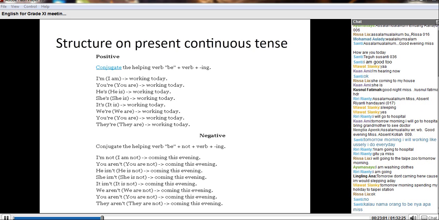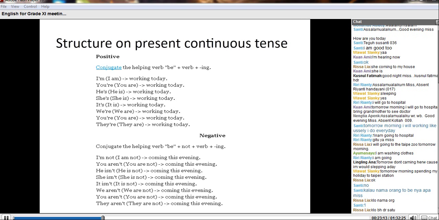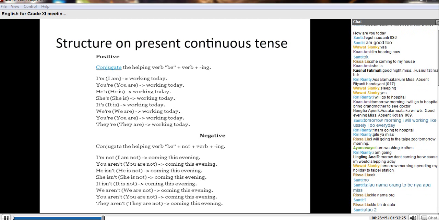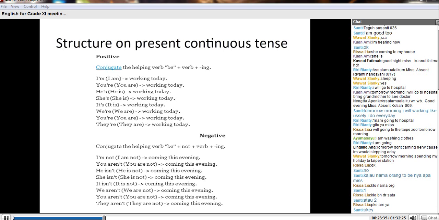Kalau nama orang, to be-nya apa? Bergantung ada berapa orang. Kalau misalnya Santi and Risa, nah, ada dua orang. Kalau dua orang itu kan lebih dari satu. Itu pakai are. Santi and Risa are asking a question now. Pakai are, karena dua orang.